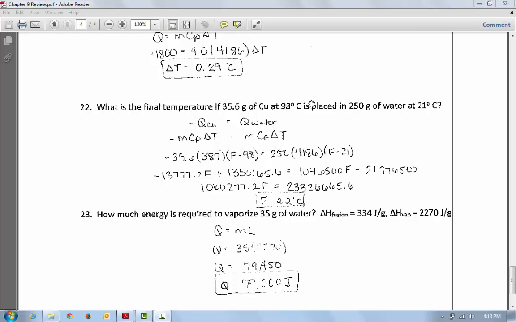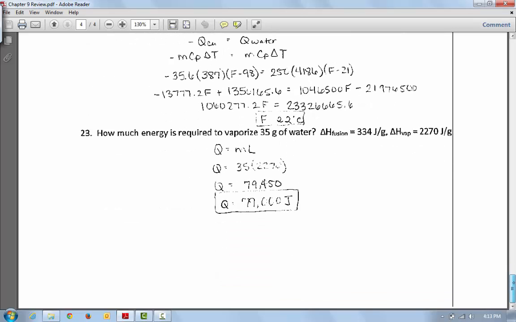All right, and then how much energy is required to vaporize 35 grams of water? They give me my heat of fusion and my heat of vaporization. Well, since I'm just vaporizing, I just need to use the heat of vaporization. So I took the mass, which was 35, times my heat of vaporization, and I left this in grams since this label was grams. Multiplied the two, and then I rounded it to two significant figures, and I got 79,000 joules. And that's the end of the review for Chapter 9.